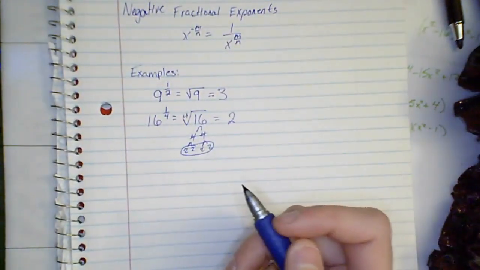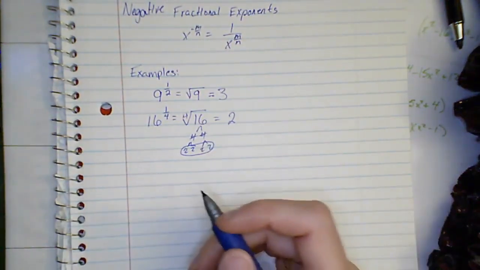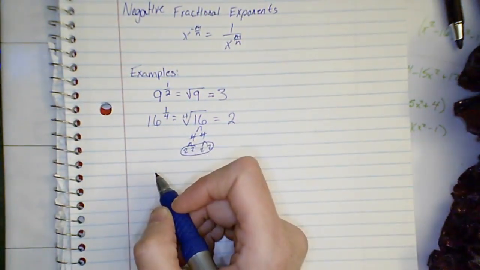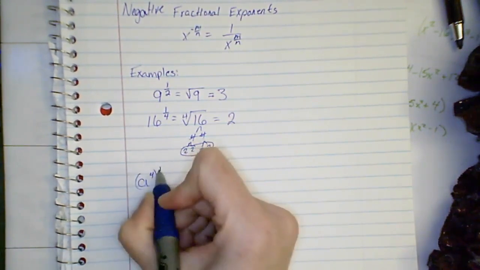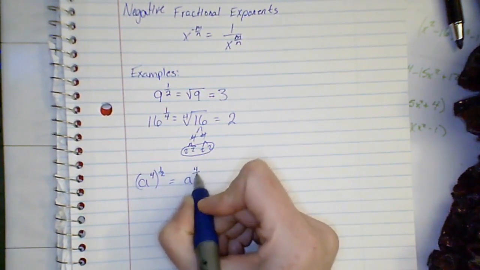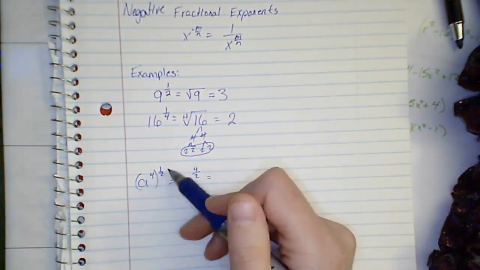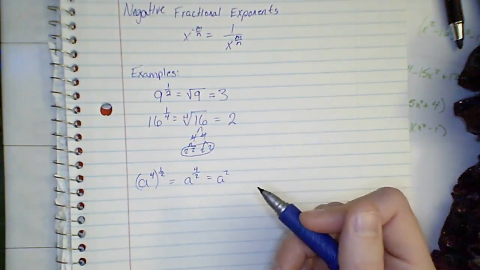We can also apply the properties of exponents to our rational exponents. So for instance, if we have a to the 4th to the 1/2 power, we multiply a to the 4th over 2, or what is half of 4? Half of 4 is 2, so we have a to the 2nd.